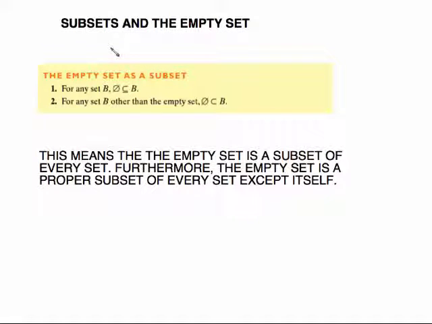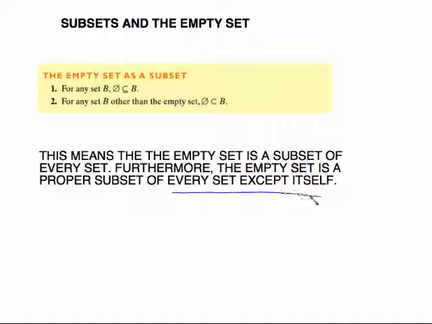The empty set is also a subset. It may sound kind of weird to you, but for any set B, the empty set is a subset of B. And for any set other than the empty set, the empty set is a proper subset of B. This means that the empty set is a subset of every set, and furthermore, the empty set is a proper subset of every set except itself.